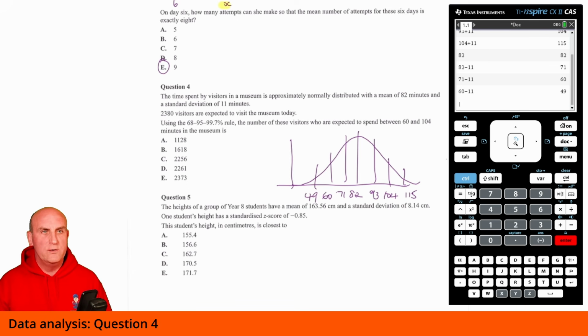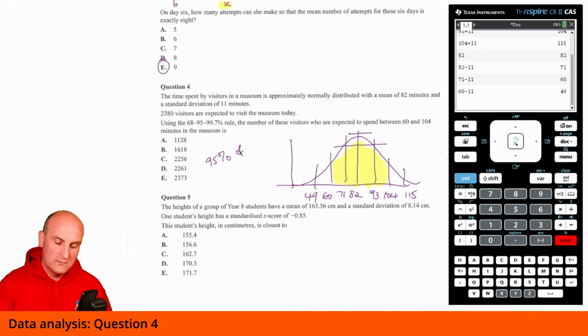So what do we want now? We want, using the 68, 95, 99.7% rule, the number of these visitors expected to be between 60 and 104. Now, I tend to color all of this in. 60 and 104 is 68% of the data, and between either side of those two lines is 95%. So I'm looking for 95% of how many people I've got.